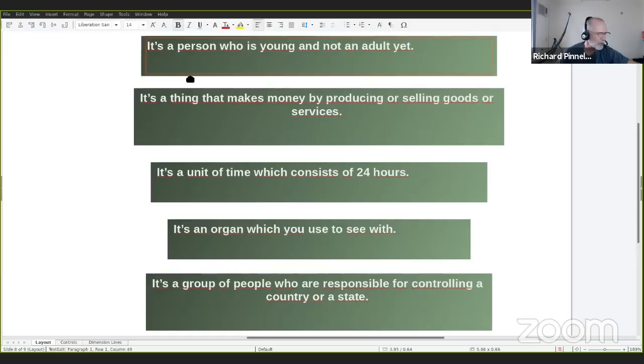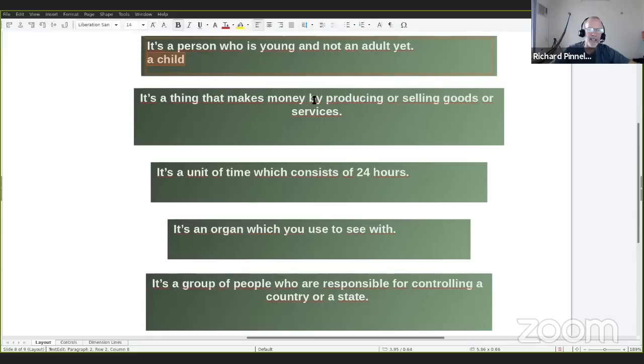No response from the chat and no response from Maria. So I'm going to give the answer here. A person who is young and not an adult yet is a child. A child, yeah? So, second question, or second definition.